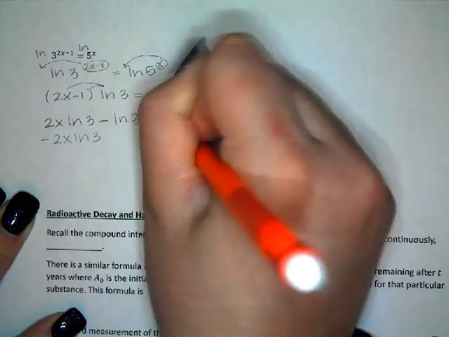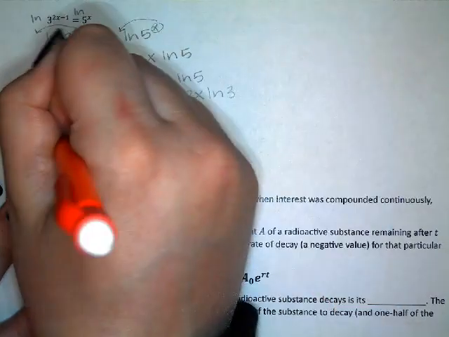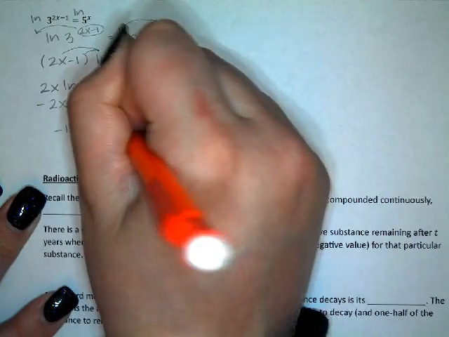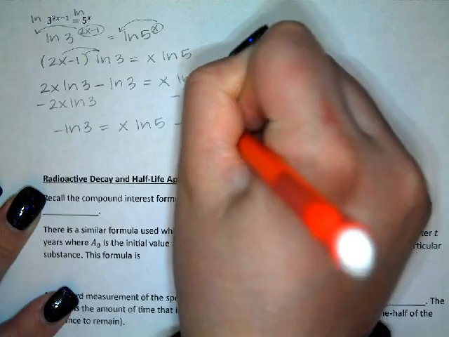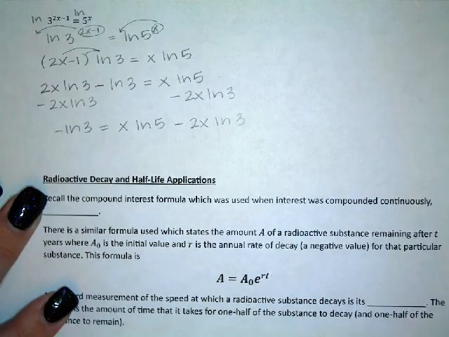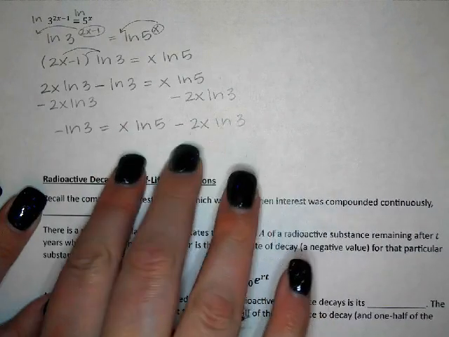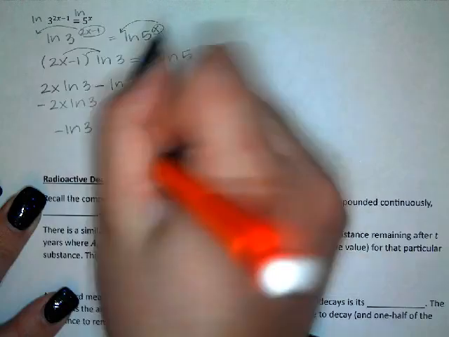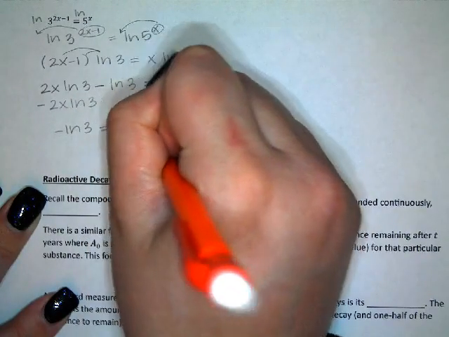So on the left side, I have negative ln 3. On the right side, I have x ln 5 minus 2x ln 3. And now I want to get the x's pulled out so that I have only one x, getting it closer to being isolated. So I'm going to take the x out and write what is left over. So ln 5 minus, if I take the x out, I'm left with 2 ln 3.